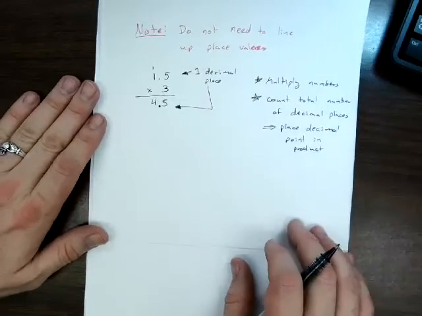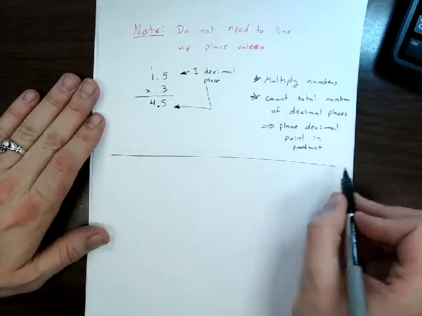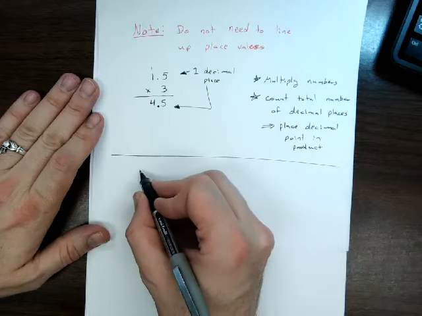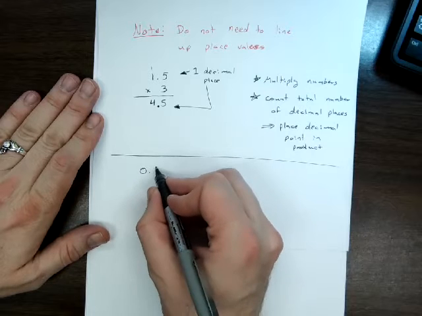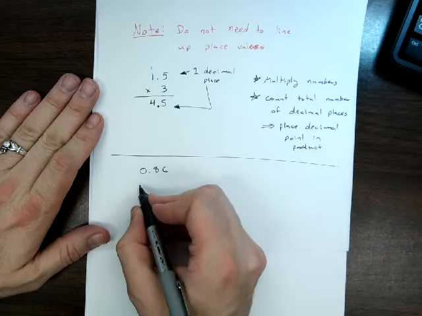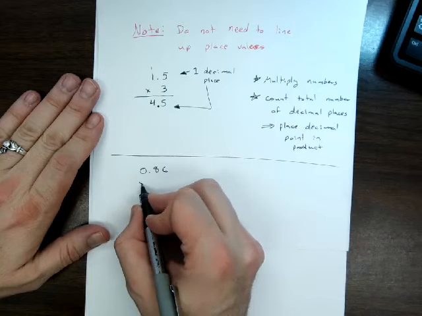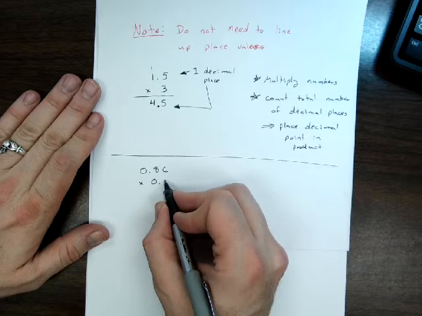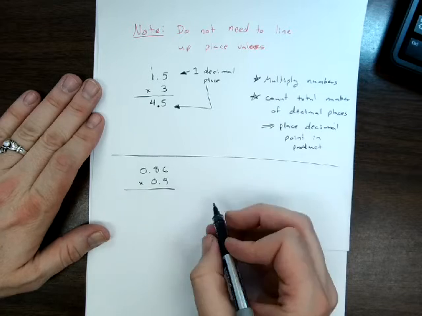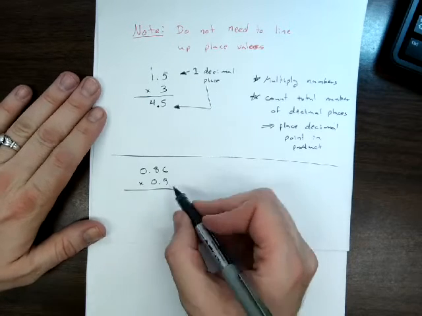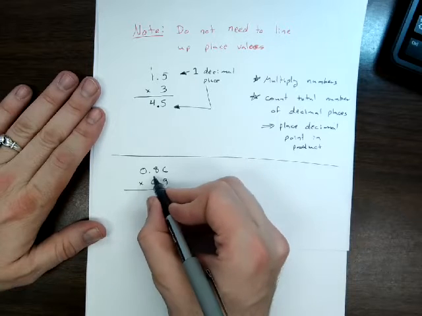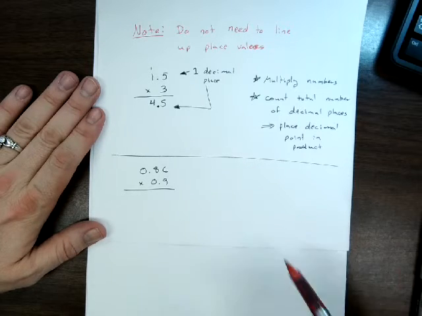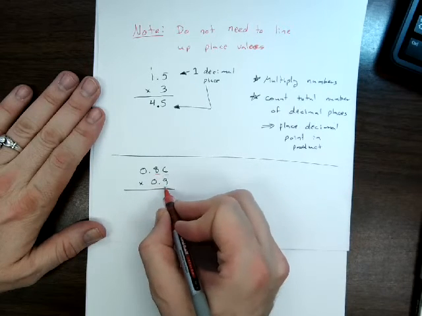Let's do that again. Say I've got something like 0.86. I'm going to multiply this one by 0.9. Now, just to start off with, notice I've got 1, 2, 3 decimal places.